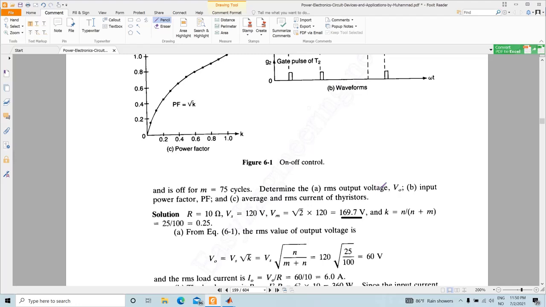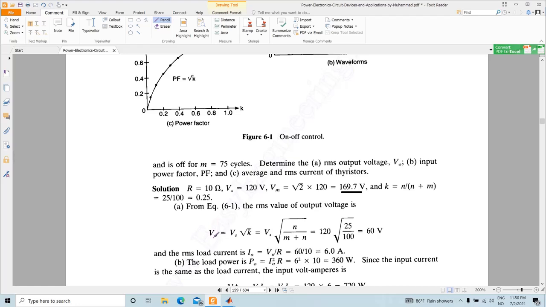RMS output voltage. So just now we have derived the equation for output RMS voltage, and V out is actually Vs, or the source voltage, multiplied by the square root of K, which is 0.25. So square root of 0.25 multiplied by 120 corresponds to 60 volt, and it says the input power factor.